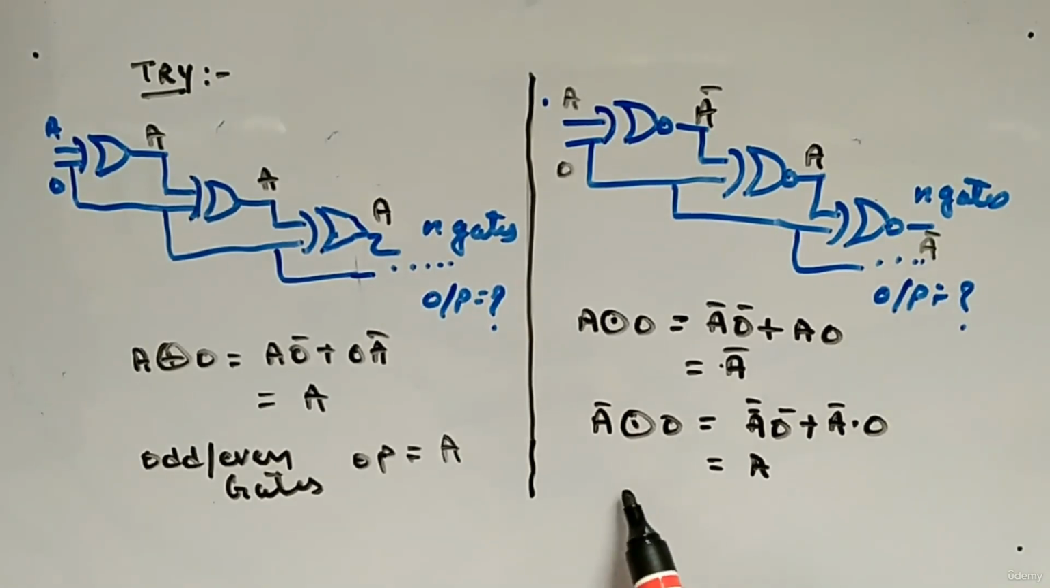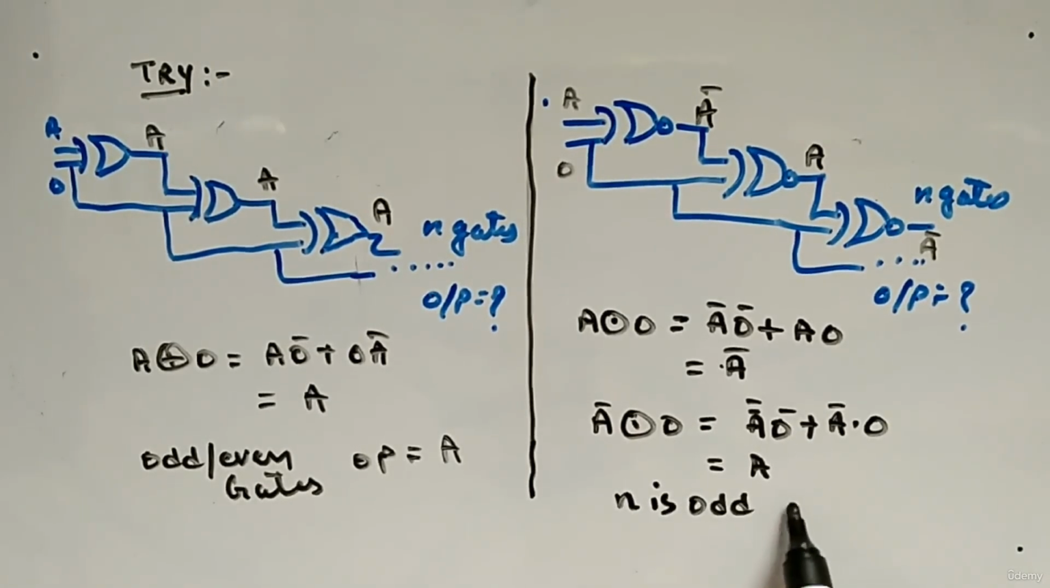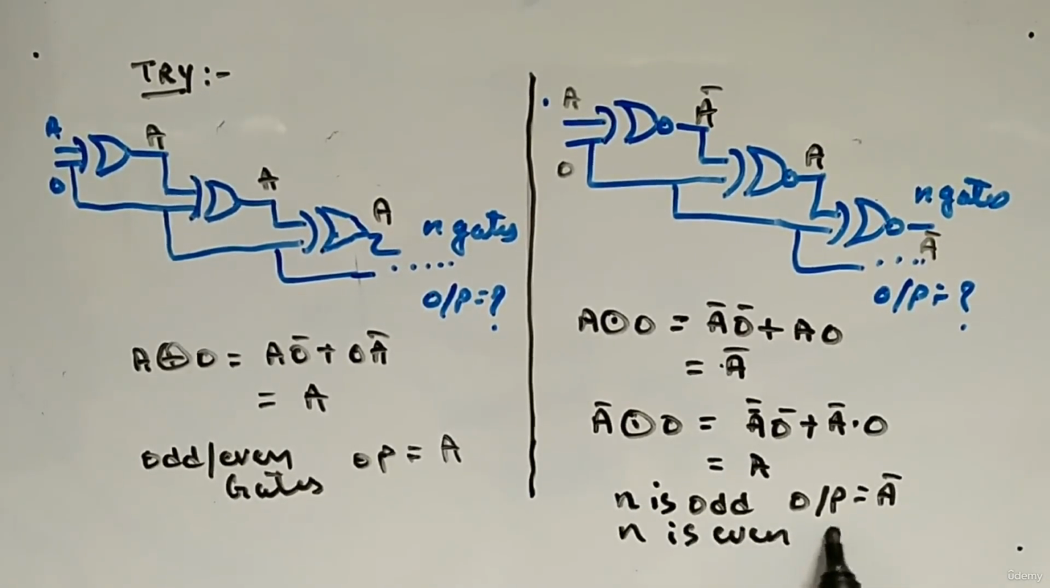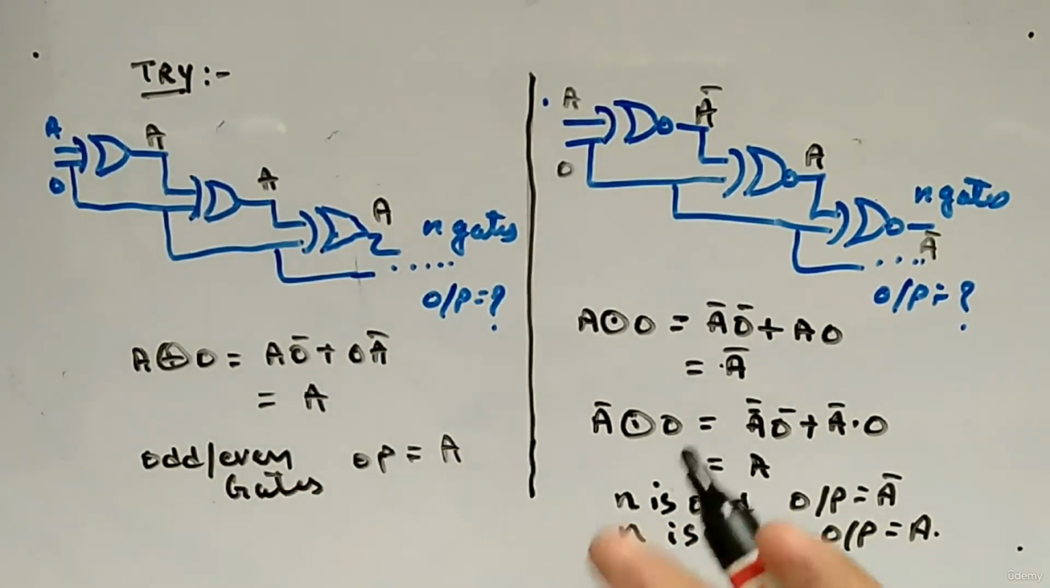So what you can conclude is when n is odd, the output will be A bar, and if n is even, the output will be A. Okay, so that is just a simple question. You can try on your own. Just wanted to give you a feel.